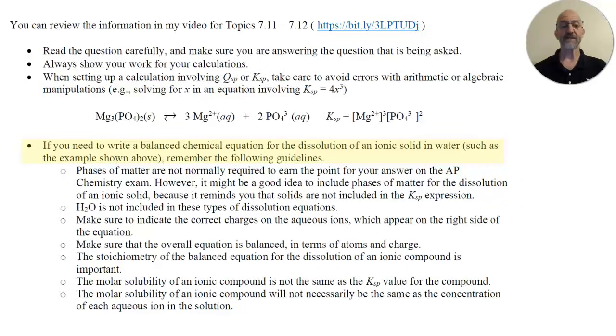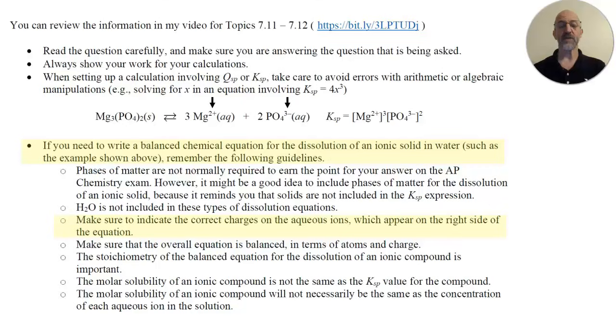Now, if you need to write a balanced chemical equation for the dissolution of an ionic solid in water, such as the example shown above for magnesium phosphate, remember the following guidelines. Phases of matter are not normally required to earn the point for your answer on the AP Chemistry exam. However, it might be a good idea in these types of questions to include the phases of matter for the dissolution of an ionic solid because it reminds you that solids are not included in the KSP expression. Also, water, H2O, is not included in these types of dissolution chemical equations.